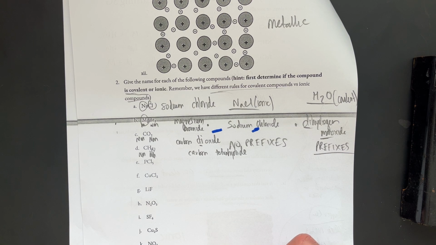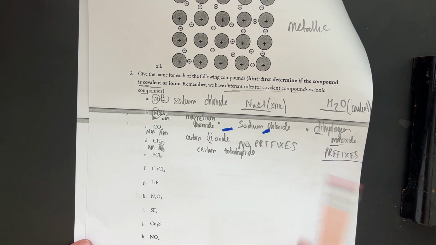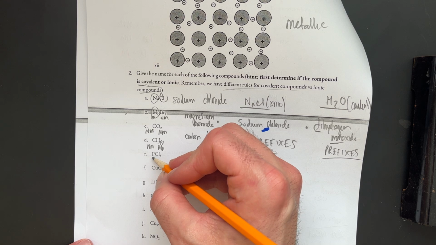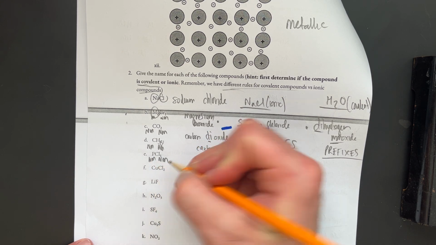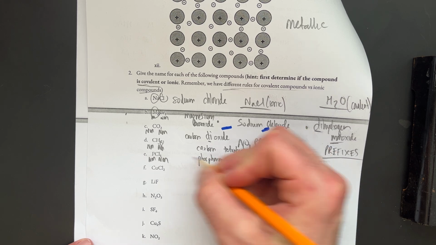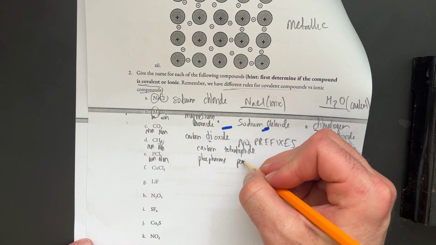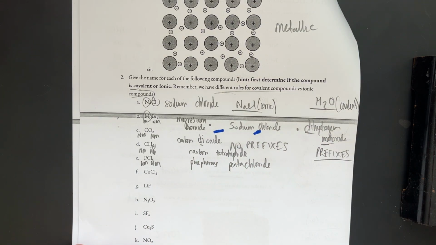Mono, di, tri, tetra, penta, hexa, hepta, octa, nona, deca. Remember, take a look at our slides if you need to, but yeah, have those memorized. Cool. Okay, so PCl5, right? That's again a nonmetal with a nonmetal, and so we're going to have phosphorus, penta for 5, chloride. Cool.